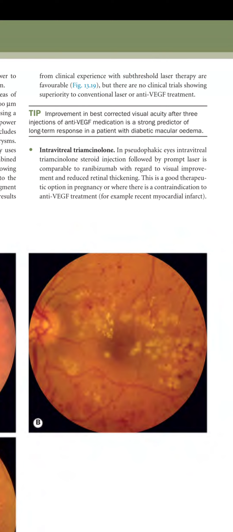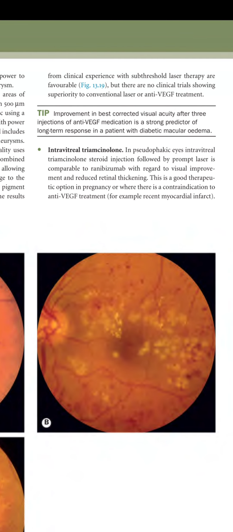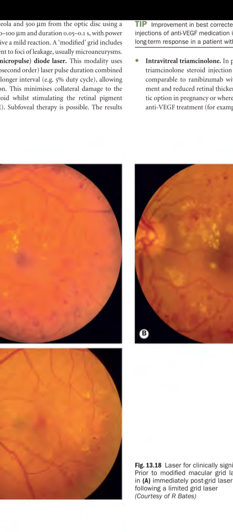Tip: improvement in best corrected visual acuity after three injections of anti-VEGF medication is a strong predictor of the long-term response in a patient with diabetic macular edema. So if you give three injections of anti-VEGF and the visual acuity improves, you can conclude how the patient is going to respond in the long term.